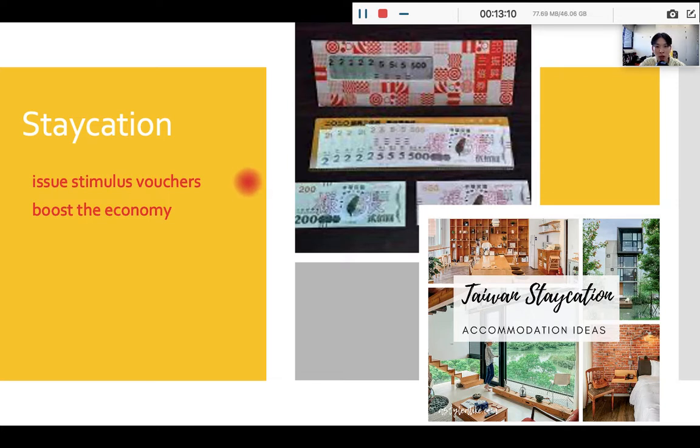To help boost the economy, which means to make the economy more active, the government issued stimulus vouchers, a sum of 3,600 NT dollars last year for everyone to spend to help make the economy better, or what we say here, boost the economy. Okay, so these are the vouchers. And online, you can see more blogs about Taiwan staycation accommodation ideas. Okay, so this is the second type of staycation.